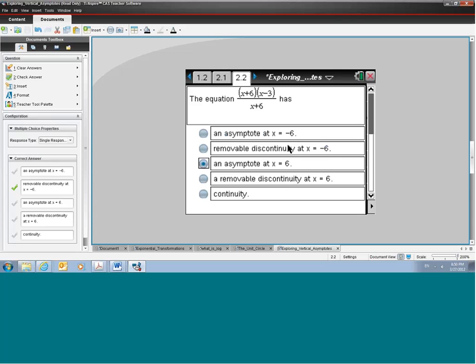Which is a very nice thing to put in the hands of the student. They can try the work. They can check their answer. They don't have to keep saying, hey, am I right? Look at this. How about this one? Is this right? Over here on the side, in this particular menu, you can see where in the teacher software, I've selected the correct answer. It's the removable discontinuity at x equals -6, because this function would be the same as the function x minus 3, except for that one point at x equals -6.